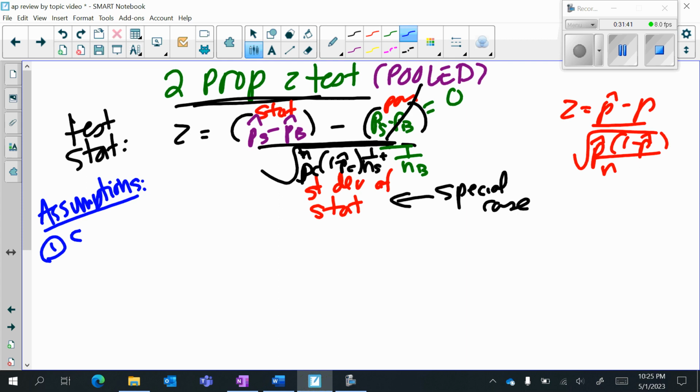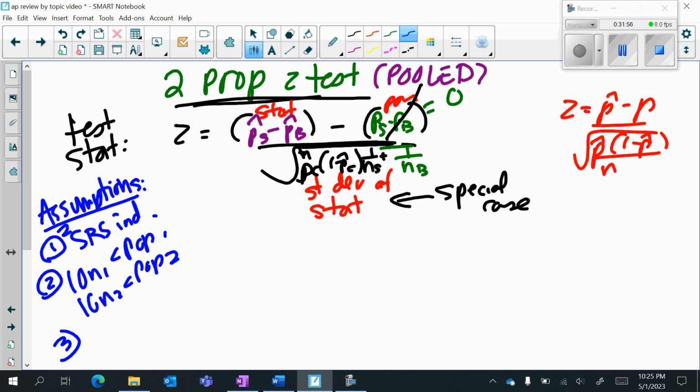So you're going to check, are they 2 independent SRSs? Assume, or just refer to what they say in the question. Is 10 n1 less than pop 1? Is 10 n2 less than pop 2? And then instead of the central limit theorem, because it's proportions, you have to check n1 p1 hat greater than or equal to 10, and n1 q1 hat greater than or equal to 10. That's for 1. If that's met, then the sampling distribution is approximately normal.